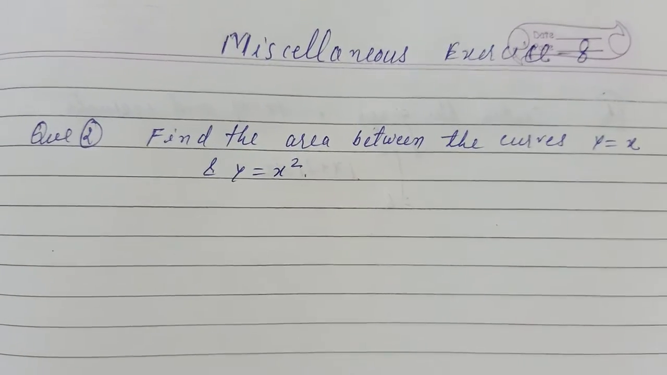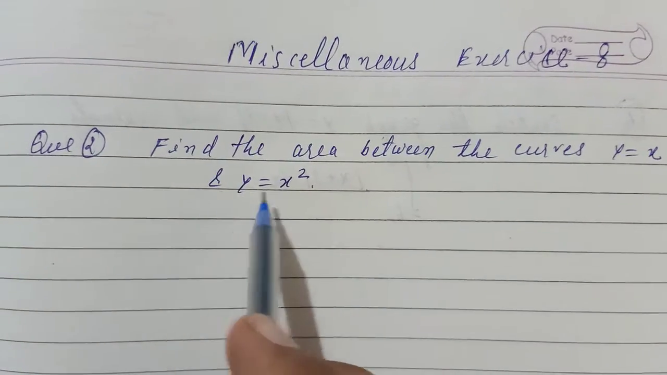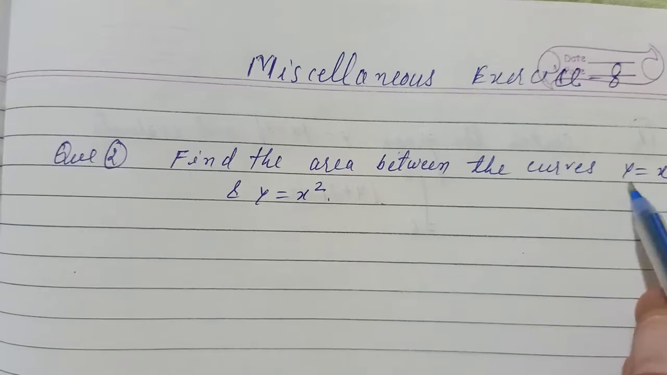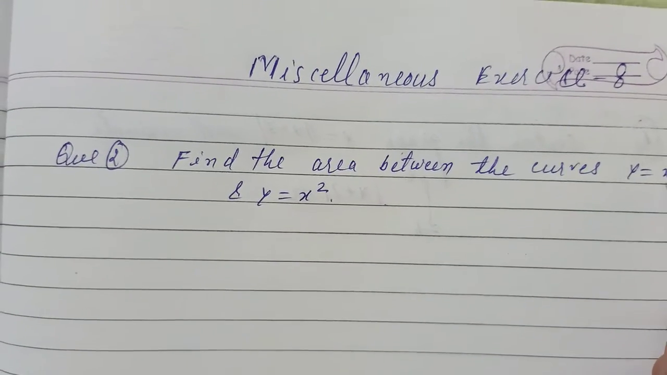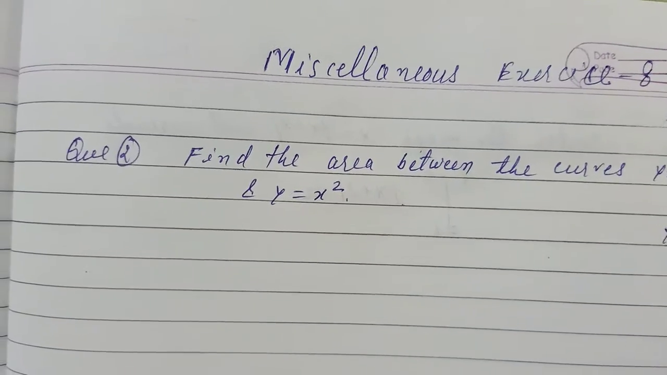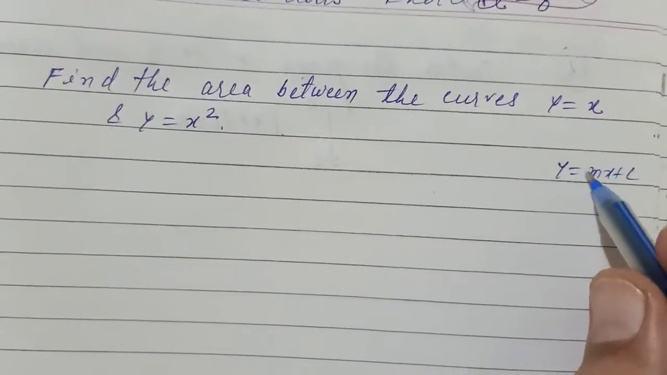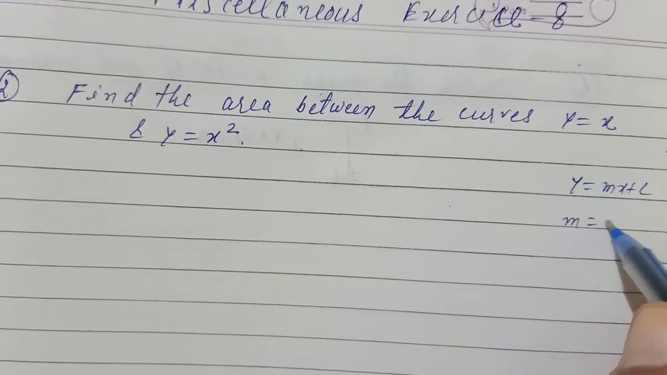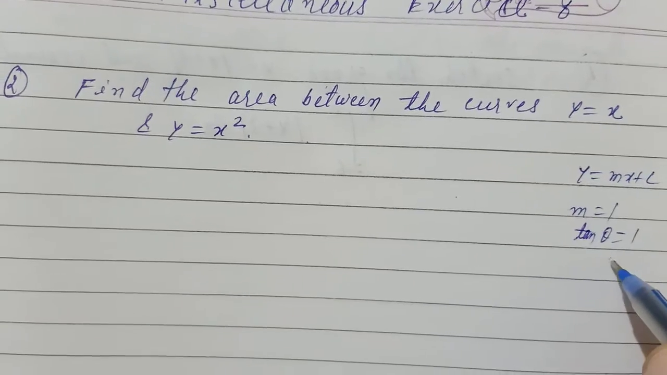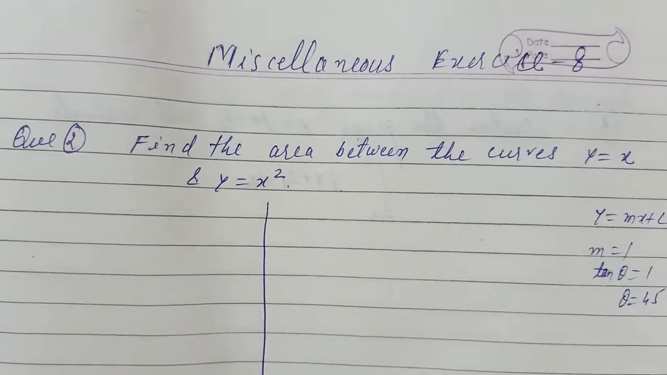Miscellaneous Exercise 8, question number 2: find the area between the curve y equal to x and y equal to x square. y equal to x is what? It is a straight line passing through the origin and making a 45-degree angle, because if we compare y equal to mx plus c, you can see that here m is 1, which means tan theta is 1, which means theta equals 45 degrees. Okay, so we have to make the figure.